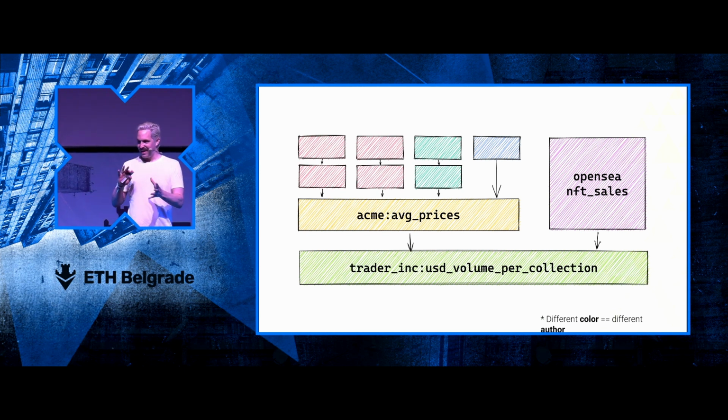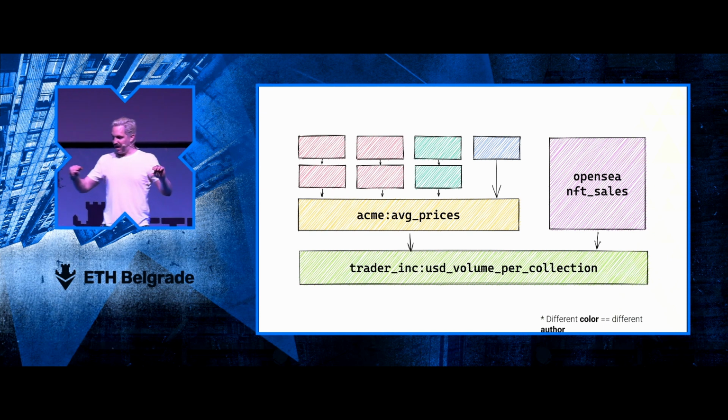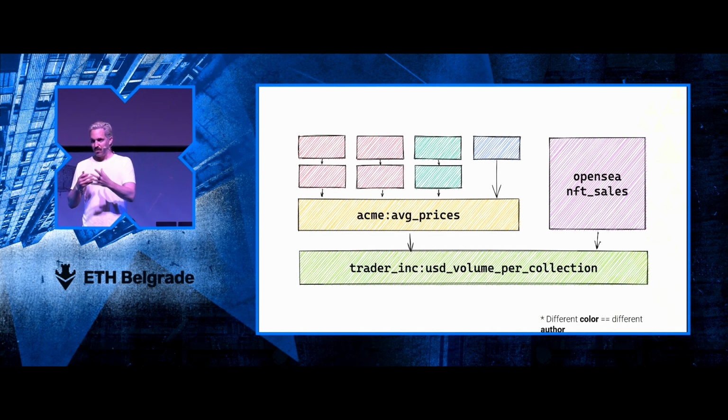Then we can use that price stream and combine it with OpenSea NFT sales, and in the end, we have this volume per collection. Also important to note on this slide is that each color represents a different author or engineer. So now we can even start to collaborate more, and people can work on specialized modules and then in the end combine them together. That's a very beautiful architecture that is rolling out right now.